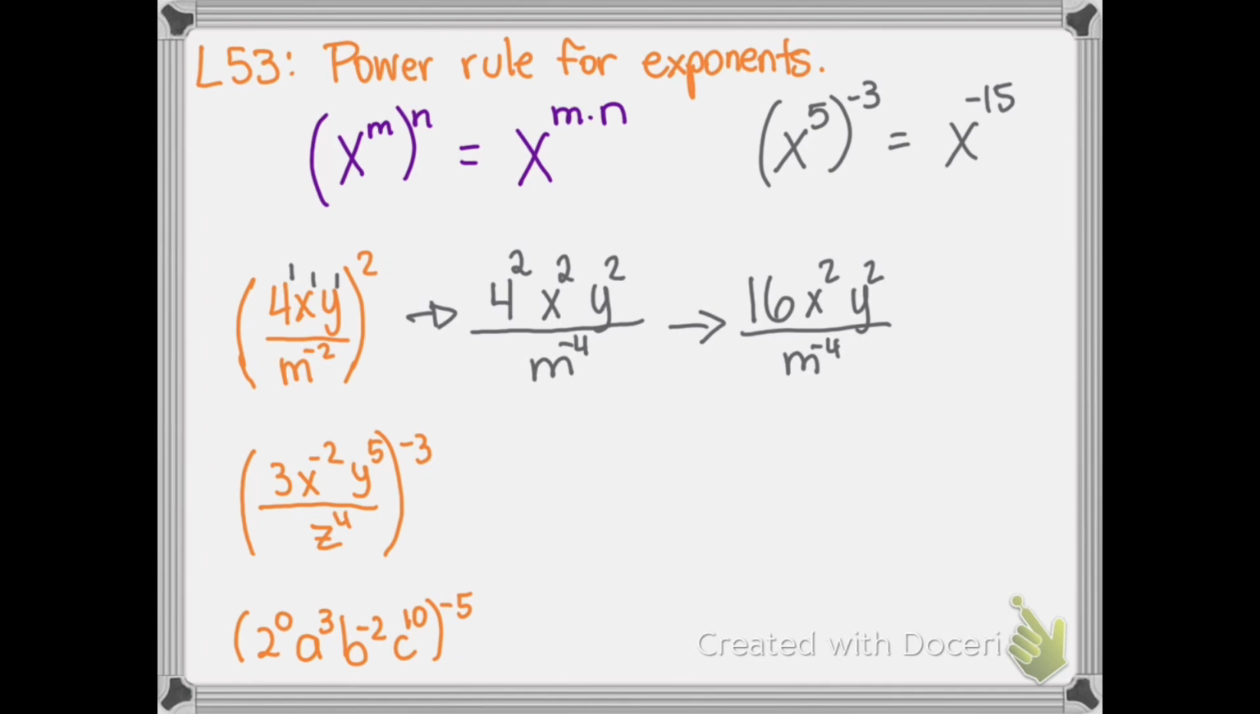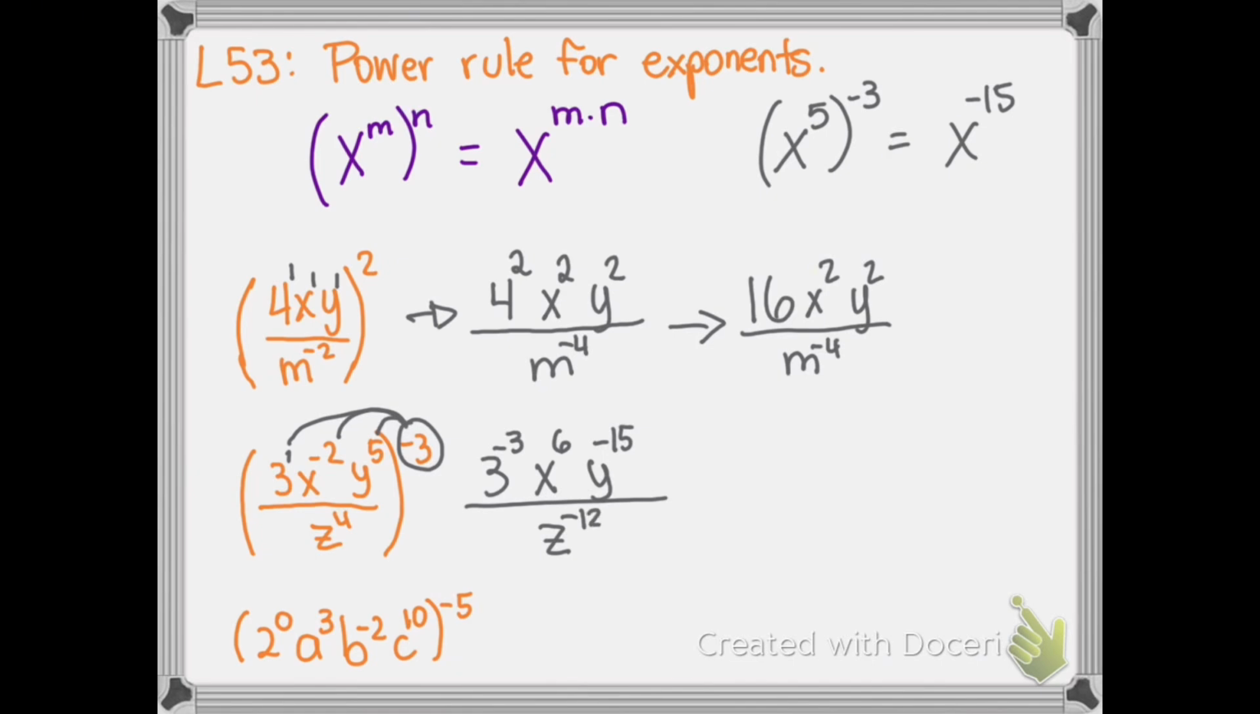Okay, in the next example, we have again 1. So we have 3 to the negative 3rd power because negative 3 times 1 is negative 3. Then x is negative 3 times negative 2, which is positive 6. And then y is 5 times negative 3, negative 15. For z, we have to multiply 4 times negative 3, which is negative 12.